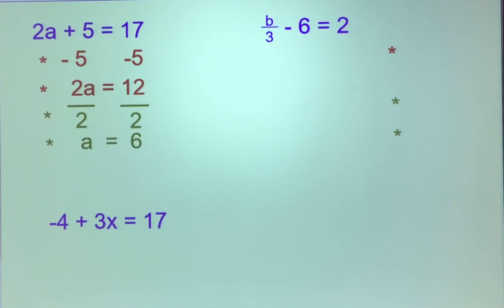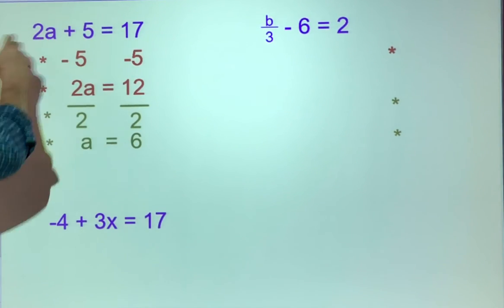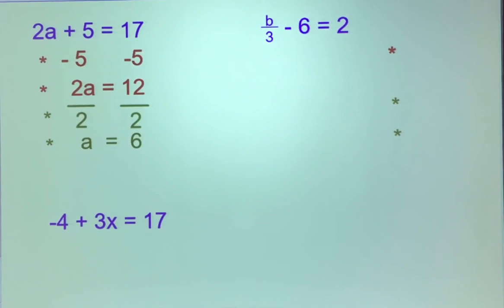If we plug it in to check, if we substitute 6 in for the a, we would have 2 times 6, which is 12, plus 5, which is 17, which leaves us with a true statement of 17 is equal to 17.